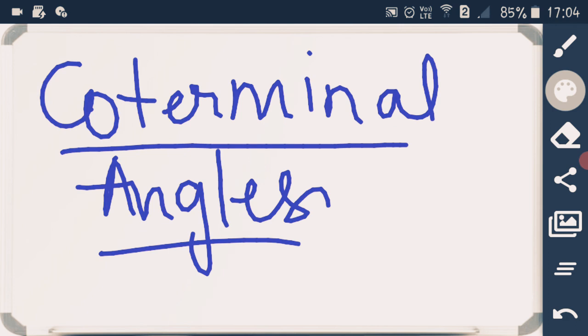The topic is coterminal angles and many other topics. So let us see what they are telling. This is all related to trigonometry, okay?